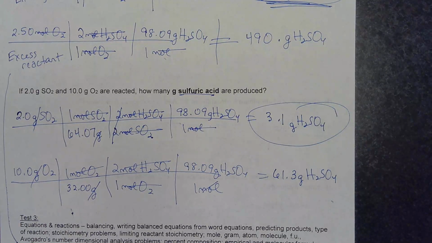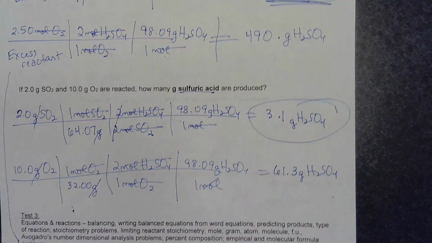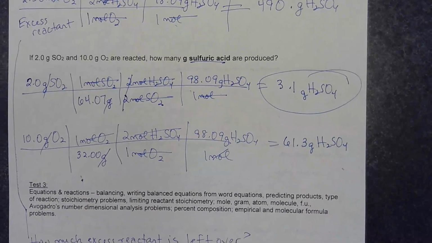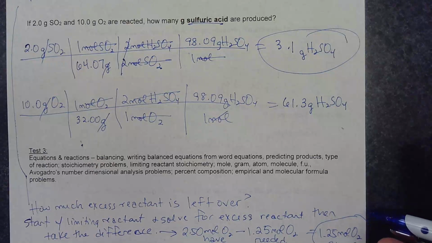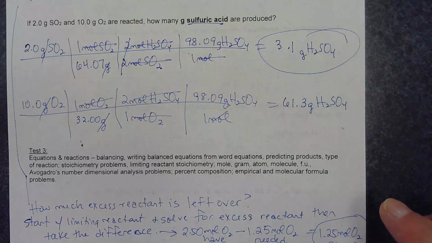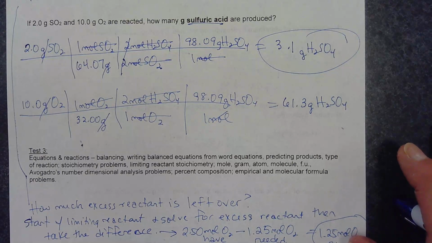Okay, thus ends the test material for test 3. So let's look at this little note down at the bottom. It says test 3: equations and reactions, balancing, writing balanced equations from word equations, predicting products, type of reaction, stoichiometry problems, limiting reactant stoichiometry in addition to just regular stoichiometry, and then mole, gram, atom, molecule, formula unit, Avogadro number, dimensional analysis problems, percent composition, empirical and molecular formula problems.